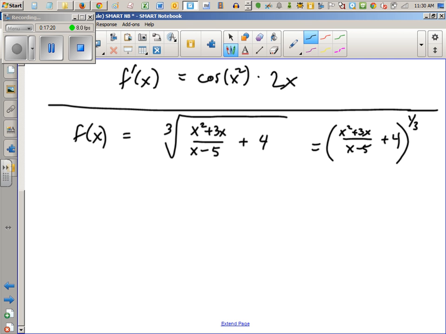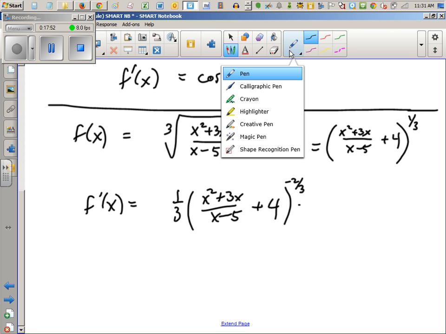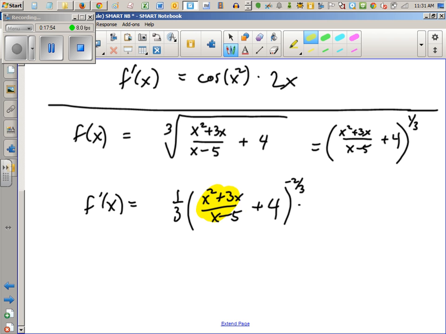Do you remember what would happen if you gave this to a 7th grader? What would they do? They'd bring the 1/3 down. That's exactly the correct first step, so that's exactly what I'm going to do too. You bring that thing down, and then you diminish the power by 1. Well, I guess we have to copy all this garbage. What does it give us if we diminish our power by 1? Negative 2/3, right. But so far we've ignored the inside completely. The inside is this function. It's composed inside the other.